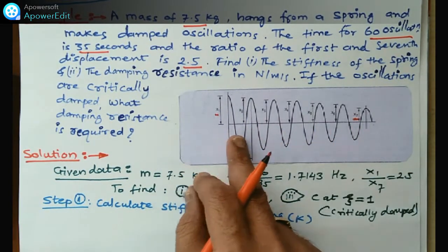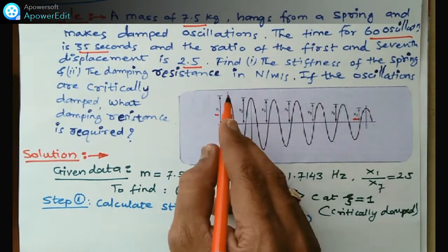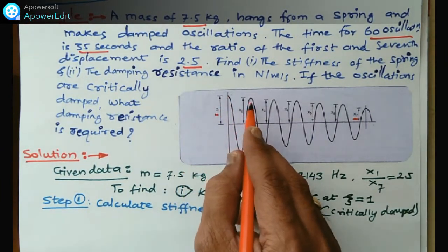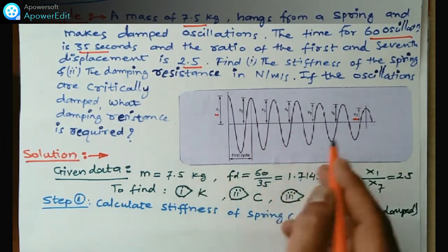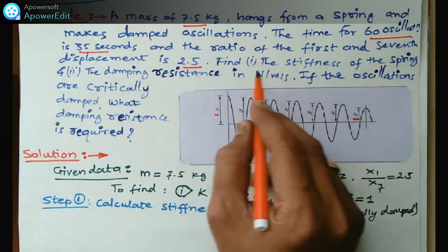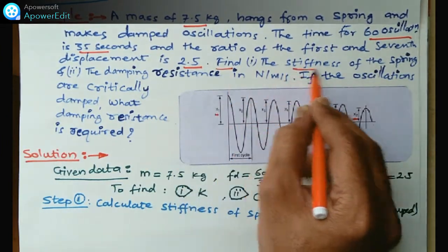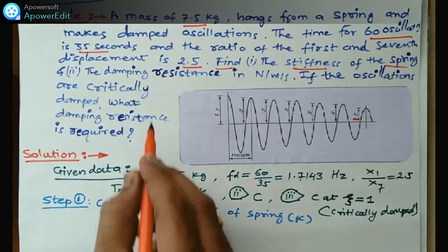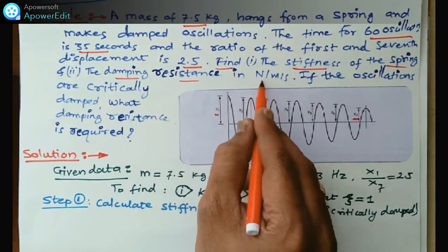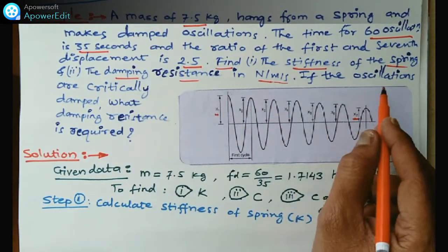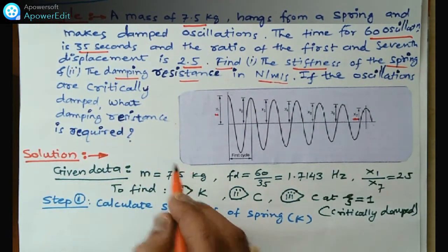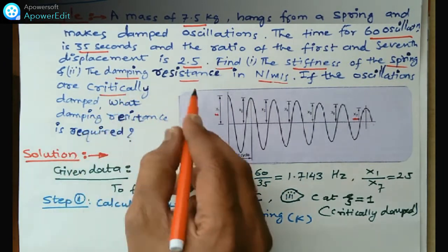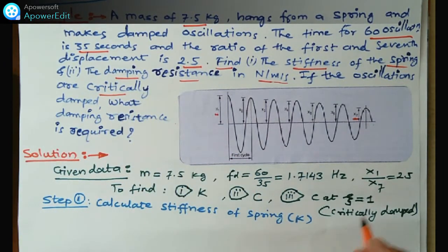And like this, 60 oscillations. Suppose this point starts and up to this point is one cycle. How much time is required for 60 oscillations? 35 seconds are required. What do we have to find out? We have to find the stiffness of the spring and the damping resistance in Newton per meter per second. If the oscillation is critically damped, what is the value of the damping coefficient we have to find? That is the value of C.